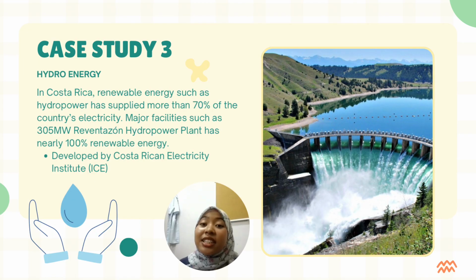Now, I will talk about case study number 3 in Costa Rica about hydro energy. In Costa Rica, renewable energy such as hydro energy, which is from water, has supplied more than 70% of their country's electricity, which is better than our country Malaysia. Applause to Costa Rica. Major facilities such as the 305 MW Reventazon hydropower plant have nearly 100% renewable energy production. Hydro energy in Costa Rica is developed by the Costa Rican Electricity Institute, known as ICE.